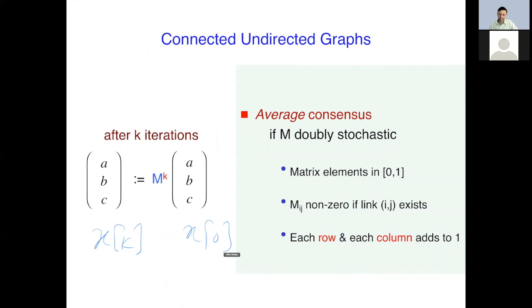It turns out that if the graph is connected, which means that if you look at the network, there is a path between any pair of agents in that graph. If the graph looked like this, it's not connected, because there is no way you can get from here to here. So as long as there's a path in the network, we're looking at undirected graphs now, but you can find conditions for directed graphs too. We will stick to undirected graphs. So the graph is connected, and this matrix M is doubly stochastic.